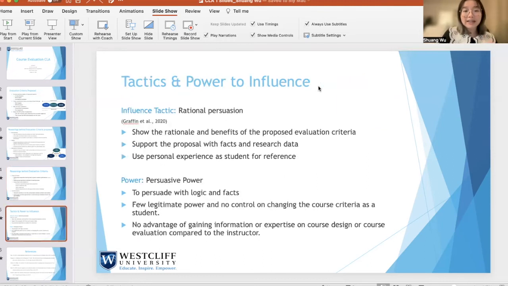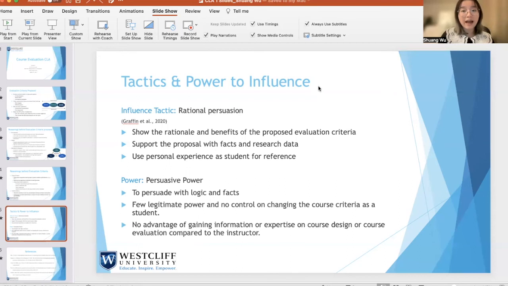Speaking of the tactics and the power to influence, the influence tactic I will use is rational persuasion. I will show the rationale and benefits of the evaluation criteria I propose and support the proposal with facts and research data. I will also use my personal experience as a student for reference to show why I think those criteria and activities can motivate students. The power I will use is persuasive power. It's one type of personal power that relates to my ability to persuade with logic and facts.